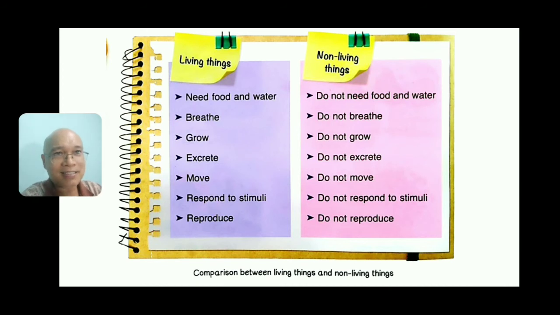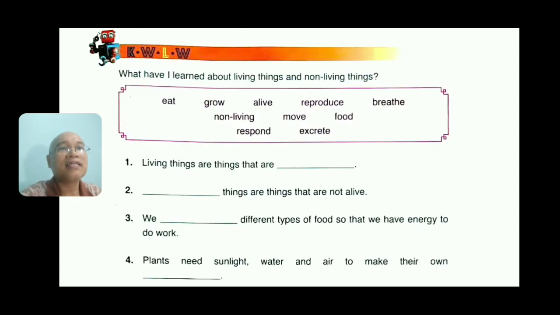Living things and non-living things. Living things need food and water. They breathe, they grow, they excrete, they move, they respond to stimuli, and they reproduce. However, non-living things do not need food and water. They do not breathe. They do not grow. They do not excrete. They do not move. They do not respond to stimuli. They do not reproduce. You see, this is a comparison between living things and non-living things.